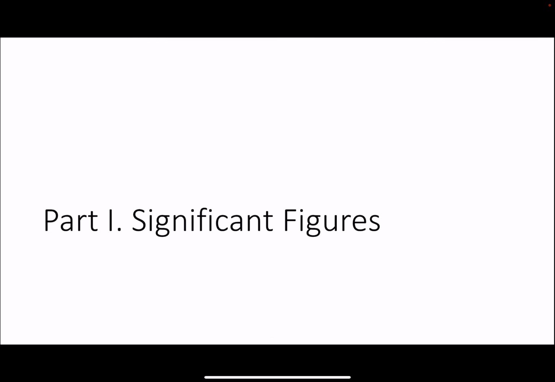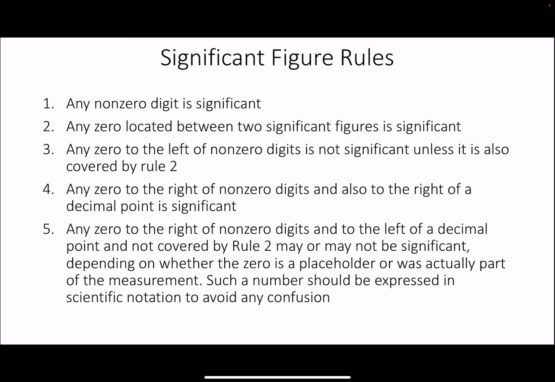All right, significant figures. There are basic rules for significant figures, and the easiest thing to do is just have these rules listed somewhere that you can refer to. This is about how you report digits when you're making a measurement or doing a calculation. So any non-zero digit is significant. If a zero is between two significant figures, it's significant. A zero to the left of non-zero digits is not significant unless it's also covered by the previous rule.